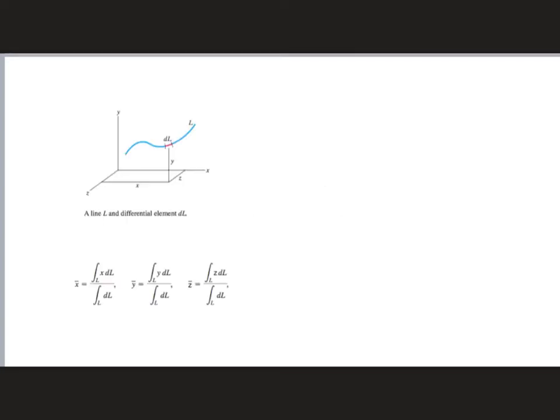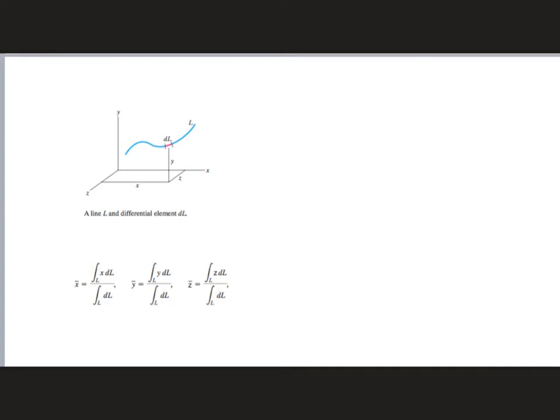Okay, we've looked at centroids of areas, and we just looked at centroids of volumes. The next thing we're going to look at is centroids of lines. So here we have a line, and it's not just a straight line. It could be any shaped curve, and it's a curve that is in 3 dimensions.